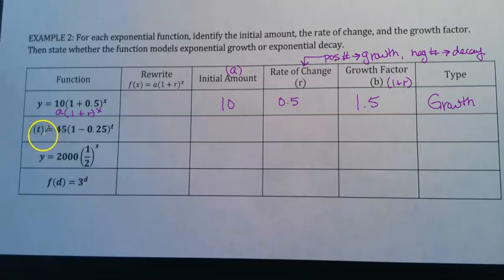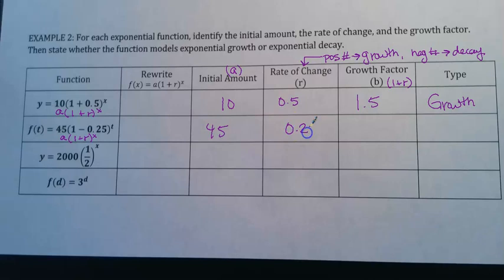All right, for the next one, we're going to look at it. So it is already in this form as well. We have f of t, and then we have our a times the quantity 1 plus r to the power of x. So we're set here. We don't need to rewrite. All right, so knowing that, what's our initial amount? Our a. Good, is 45. All right, what's our rate of change? R.